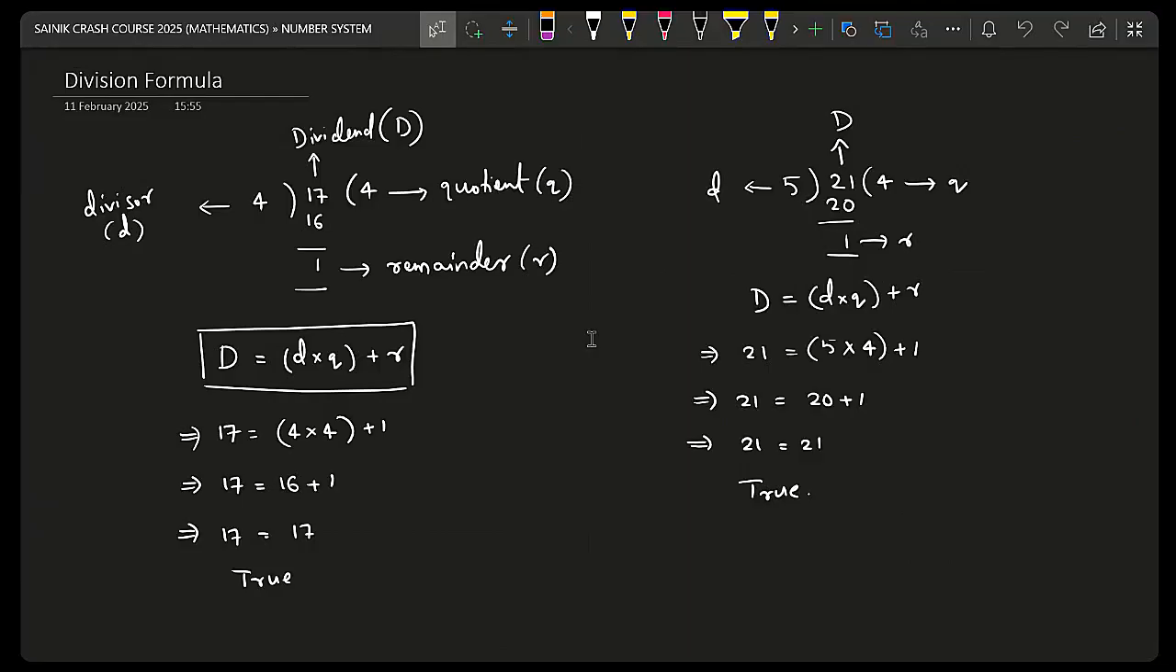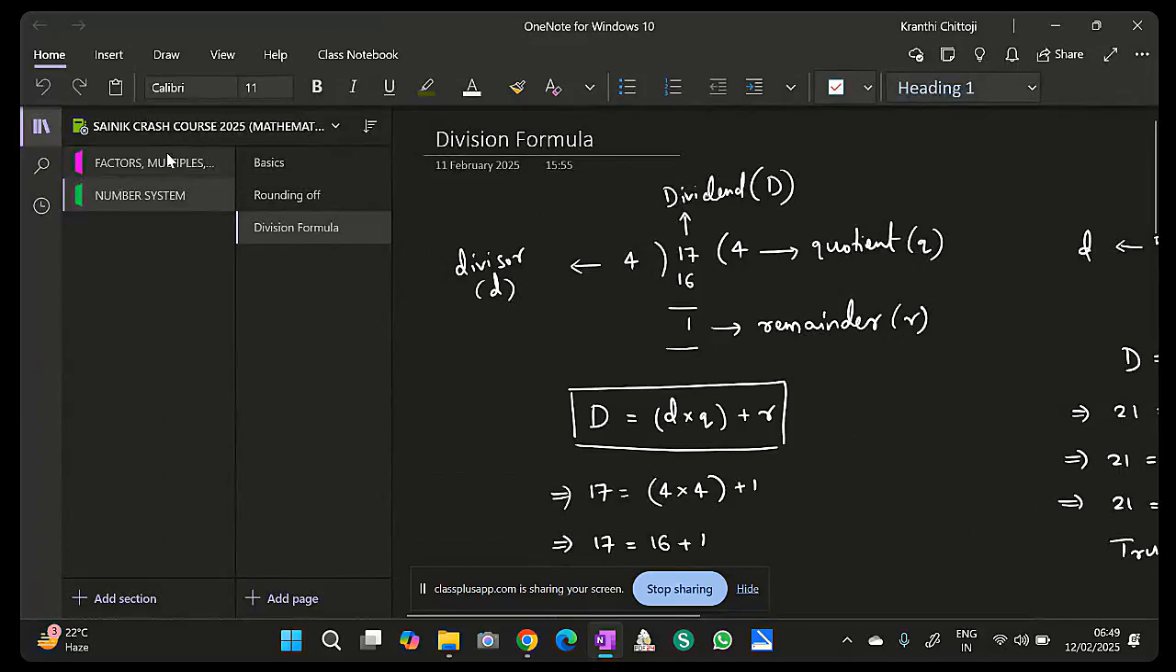Okay, we'll start the new chapter, that is factors, multiples, LCM, and HCF. So number system, most of the topics are done.